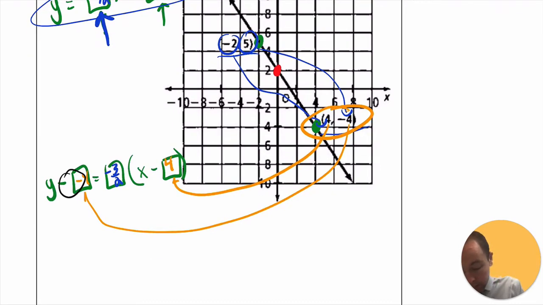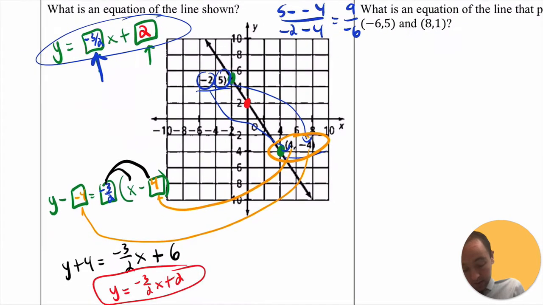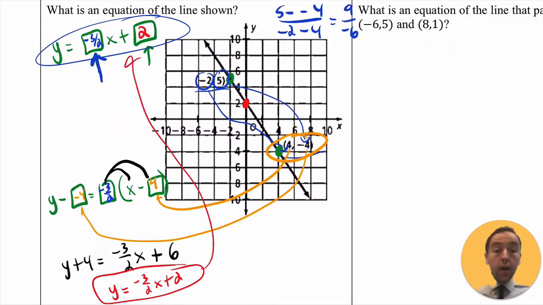So right there you've got the subtracted negative, so it's really y plus 4 equals, and then I'm going to distribute, so negative 3/2 x, and then a negative times a negative is a positive, and 3 times 4 is 12/2, but 12/2 is really 6, and then you can get the y alone if you subtract 4, so you end up getting y equals negative 3/2 x plus 2, which of course is the same equation that we got when we wrote it in slope-intercept form, like you saw there.